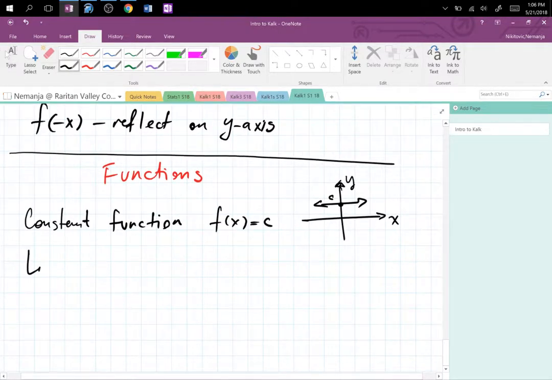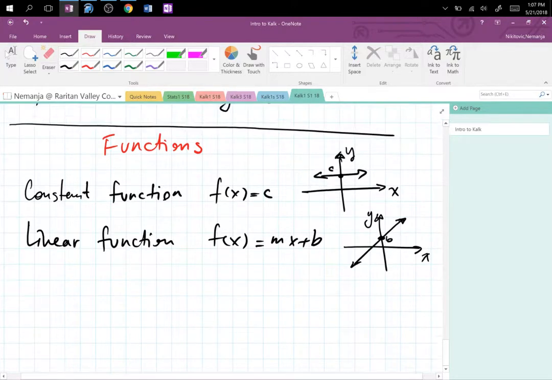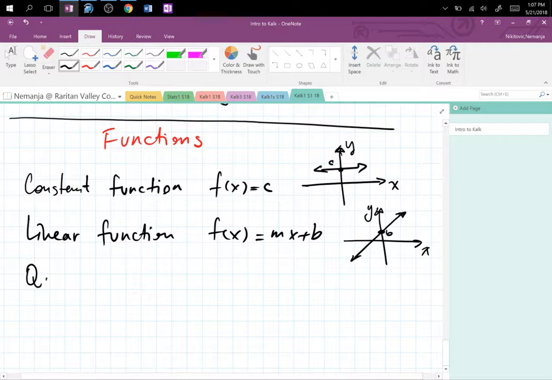Linear function. You better know y equals mx plus b, right? Except we are using f of x, so f of x equals mx plus b. And that's going to be some kind of linear function there. The value at which it cuts the y-axis is b, the one from the formula actually. Quadratic.